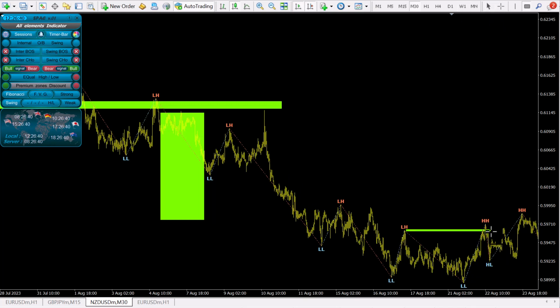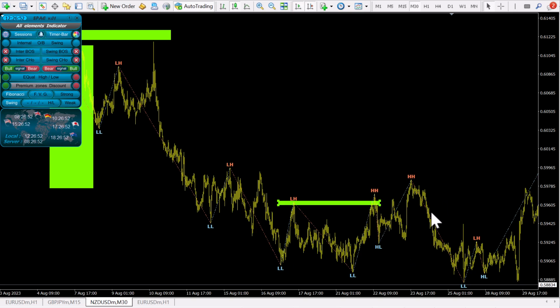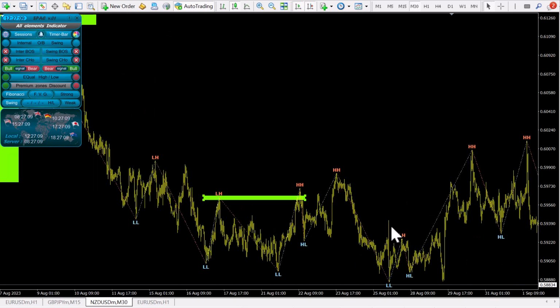And this is what we call a change of character. Now, the moment I got a different reading, which is a higher high here, that is a sign of a change, which means that the price on a swing higher time frame was moving lower. And now when I got this higher high, I am shifting my perspective to probably a sideways move or a shift to the upside.